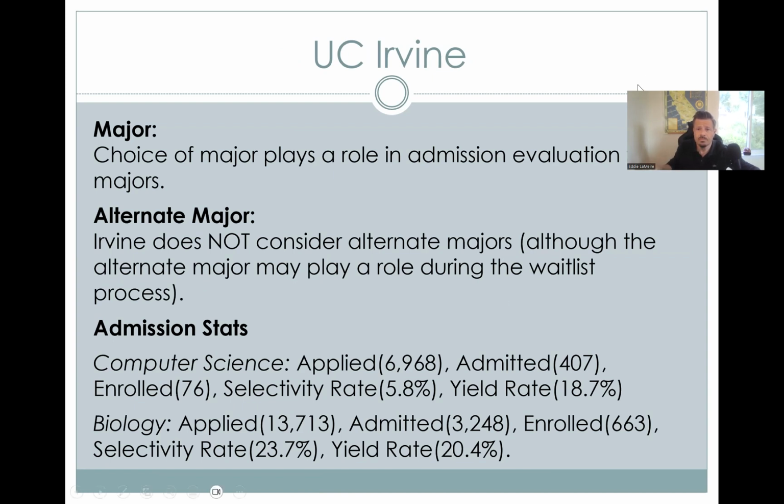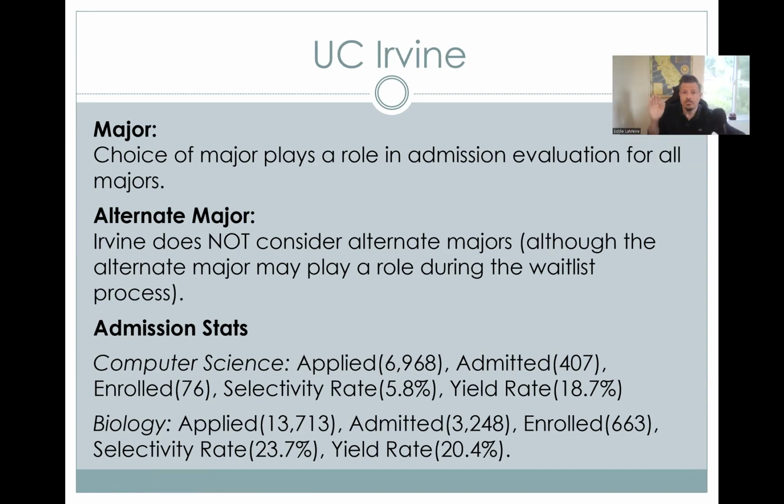So no alternate major. Major plays a role in admission for evaluation for everybody. The likelihood of being admitted to the school without being admitted to the major is low. So you've got to pick a first choice major, where it's almost like Cal. Do I want to go to Irvine, or do I want to go to computer science? Computer science, awful, as you can, shocker, who knew? Computer science, like 6% admit rate. So the same admit rate as, like, Penn?